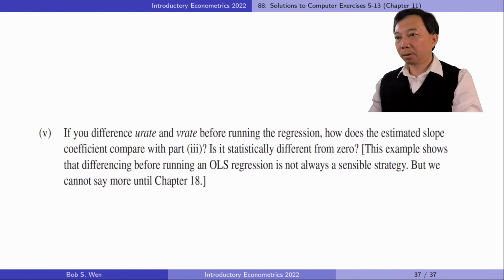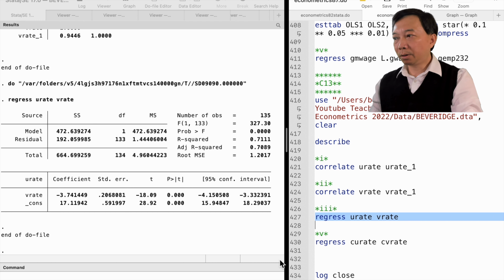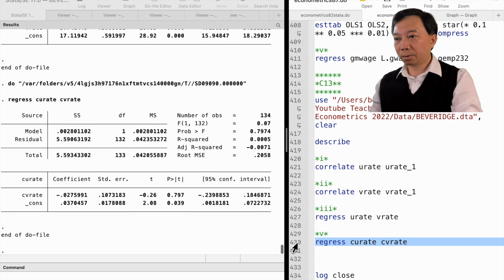In Part 5, if you difference the unemployment rate and vacancy rate before running the regression, how does the estimated slope coefficient compare with Part 3? Is it statistically different from 0? The slope estimate becomes much smaller in size and not statistically different from 0. We find no relationship between unemployment and vacancy using the differenced variables.